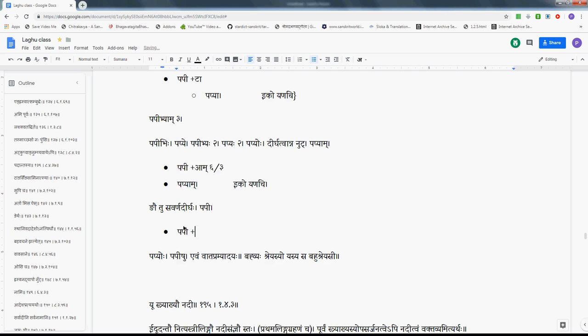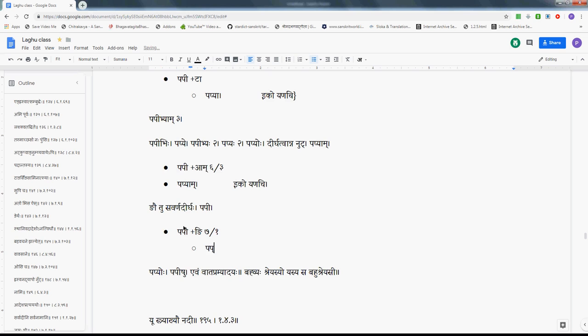Papi plus ni, saptami ekavachana, you will get just papi by savarna dirgha, that is the sutra. Does anyone remember the sutra itself? Savarna dirgha. अकः सवर्णे दीर्घः. अकः दीर्घ भवति सवर्णे, सवर्णे अकि दीर्घ भवति.